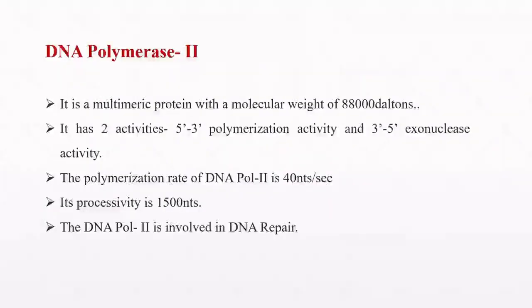Then comes DNA polymerase 2. DNA polymerase II is a multimeric protein with a molecular weight of 88,000 Daltons. It has two activities, 5' to 3' polymerization and 3' to 5' exonuclease activity. So the polymerization and the proofreading activities are present in DNA polymerase II. The polymerization rate of DNA polymerase II is 40 nucleotides per second, which is better than DNA polymerase I, but it is not sufficient for the principal DNA polymerizing enzyme.